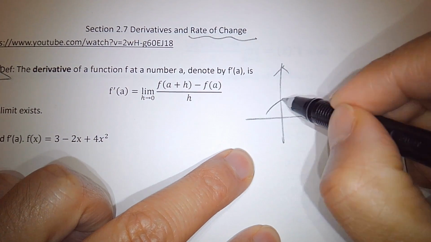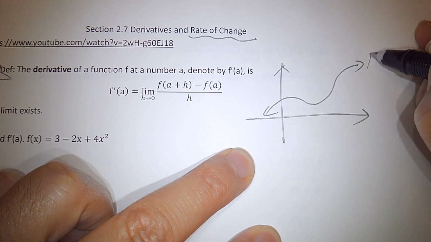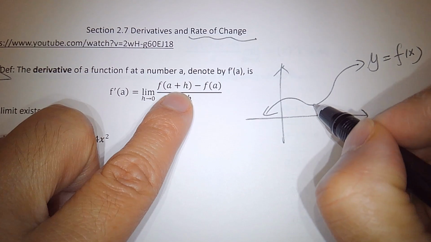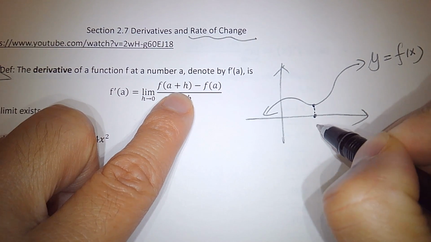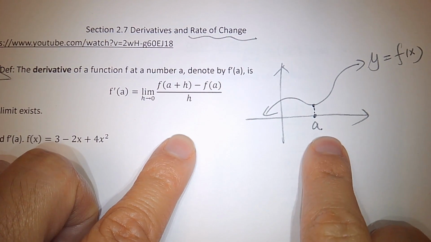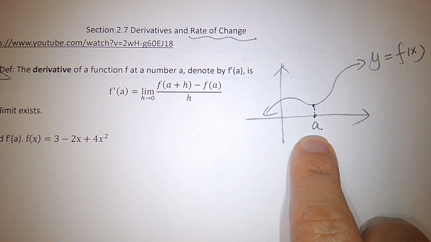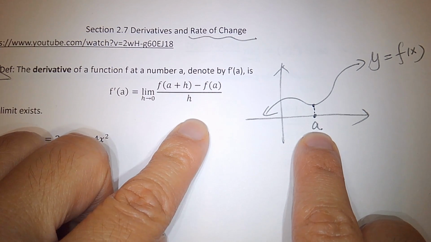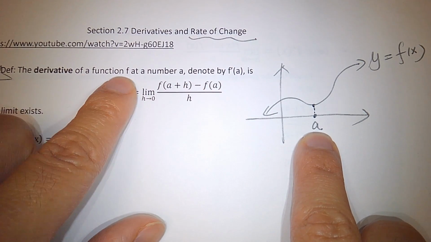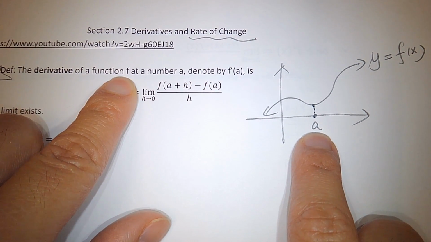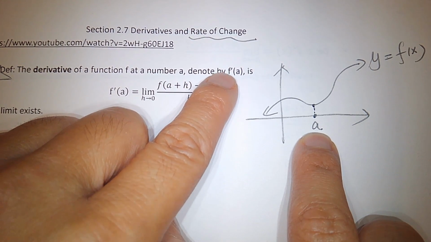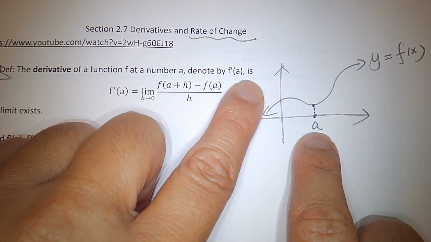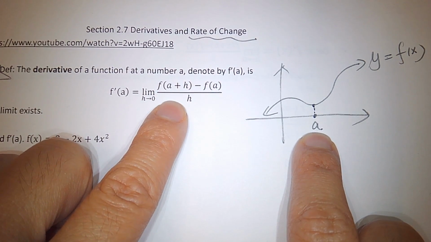You will see that, say for example, this is a graph, y equals f of x, and then at a number a, so this is number a. This is the same thing, the same x in the video. In the video this says x, but here we're using the number a. So the derivative of function f at this number a, which is denoted by f prime of a, is defined by this.